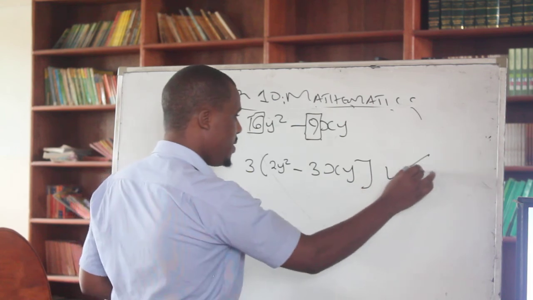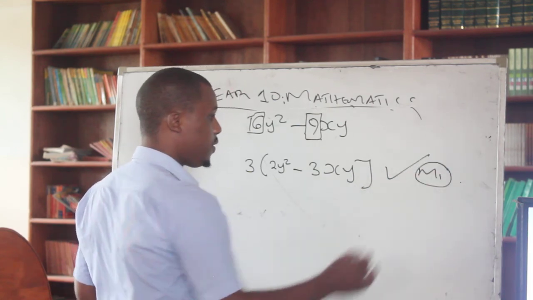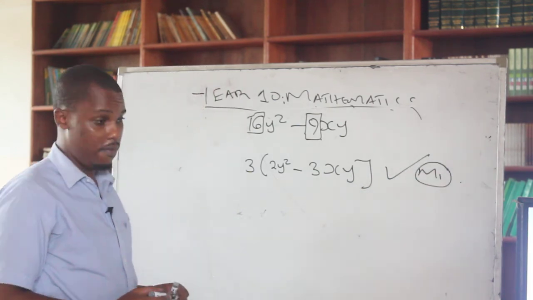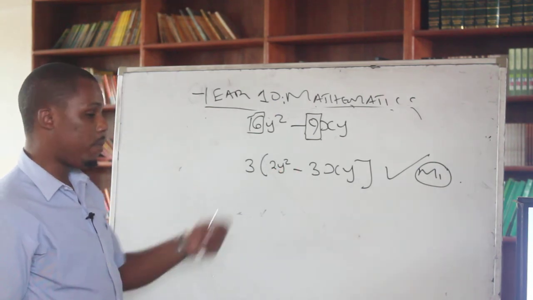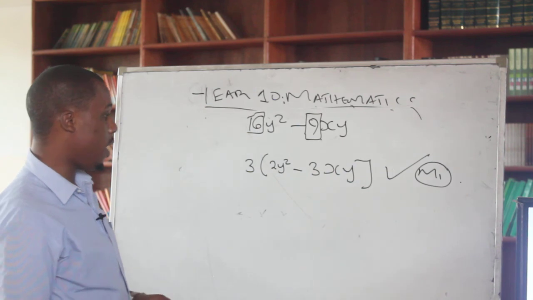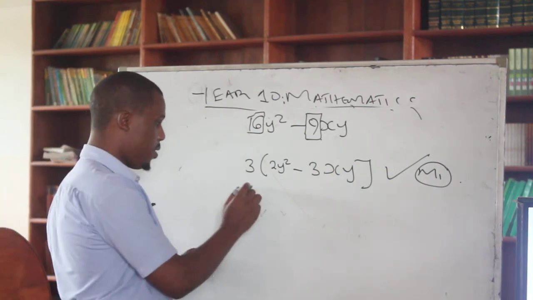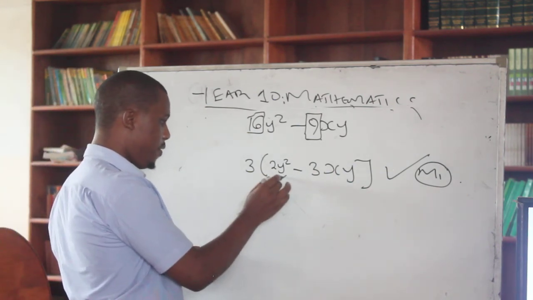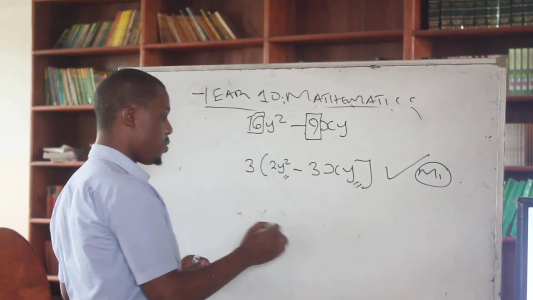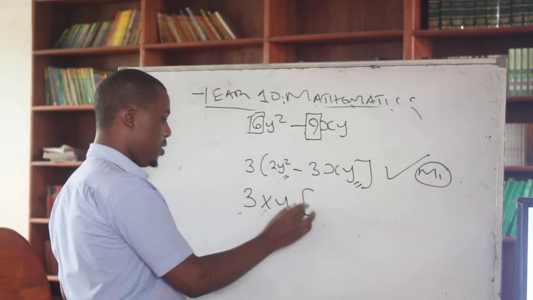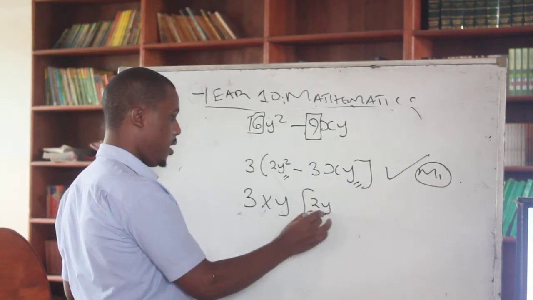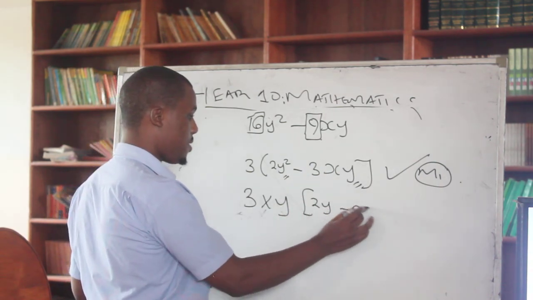So up to there, that is 1 mark, because you're not yet through, since you're only focused on the figures. So you need to go in again and consider the letter part, and see which have a common factor. Here we have a y, then we have a y here. So this y will move outside, 3 multiplied by 1. This one is going to be left with 2y, then minus 3x.